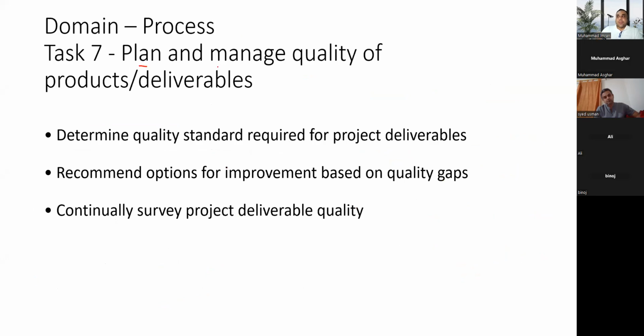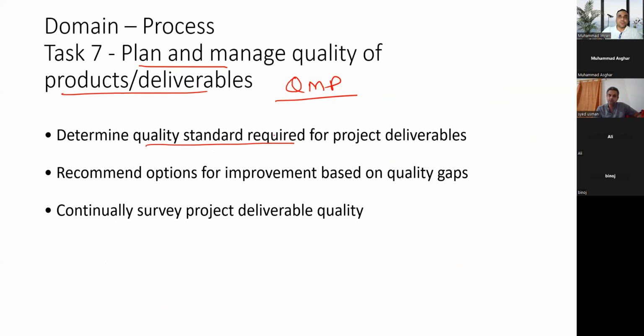We have to plan and manage the quality of the product deliverable, which means we have to prepare the quality management plan where we have to identify which standards, which global standards, which local standards. Like if you're working in Saudi Arabia, then there are Saudi Arabia standards. If you're working in the European market, then you have to follow European standards. So you have to determine the quality standards for the project. And if there is a better option, you have to propose it.